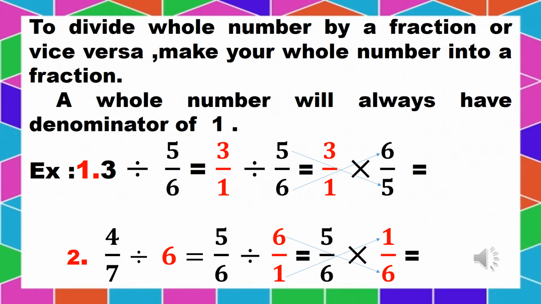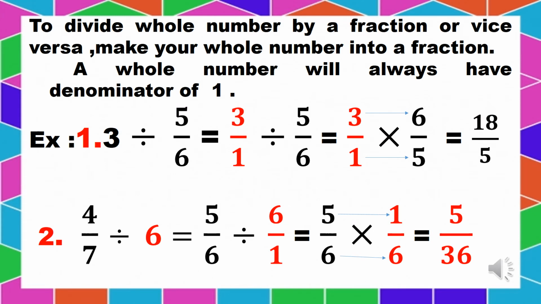Now let's go to the second example. We have a fraction divided by a whole number. We were able to change the whole number into a fraction, which is now 6 over 1. So our divisor is 6 over 1. The rule says multiply the dividend by the reciprocal of the divisor. So we will invert our divisor. From 6 over 1, it will become 1 over 6. So from division, it will become multiplication, because that's what the rule says. So we can now proceed to the next step.